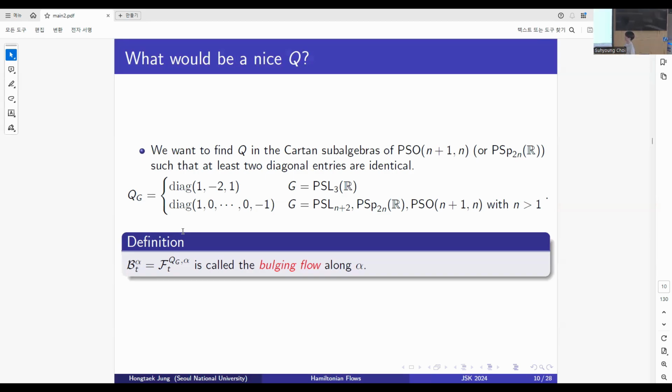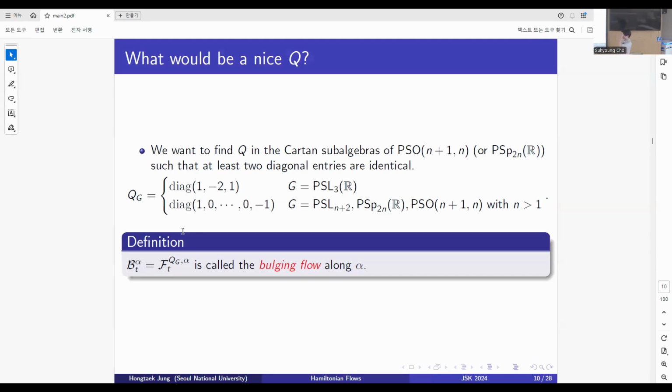1, 0, 0, and -1. This element is contained in a Cartan subalgebra of any of these 3 groups, and we have a bunch of repeating zeros here. So that's the simplest nice Q.